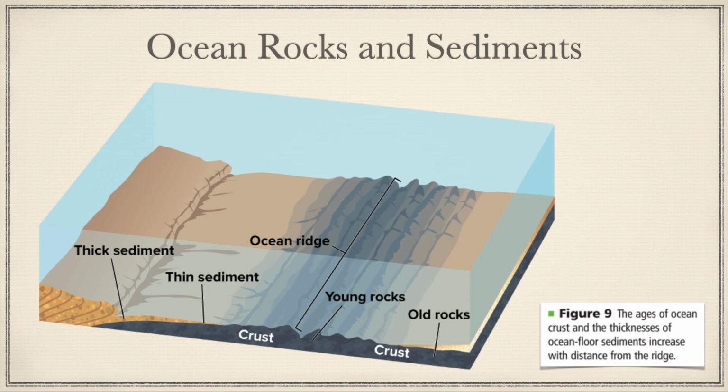Now, ocean rocks and sediments. So this is sort of a diagram of all this. And we have basically our ridge here. Okay, so the ridge is running through here. Then we have younger rocks near the ridge. So we've got our younger rocks sitting here near the ridge. They get older as you get further away, so our older rocks are over here. As far as sediments go, we've got thinner sediments near the ridge, and as we get further away, we've got these thicker sediments. And again, this is symmetrical, so if you have thin sediments over here, you've got thin sediments over here. If I have younger rocks here, I've got younger rocks here.